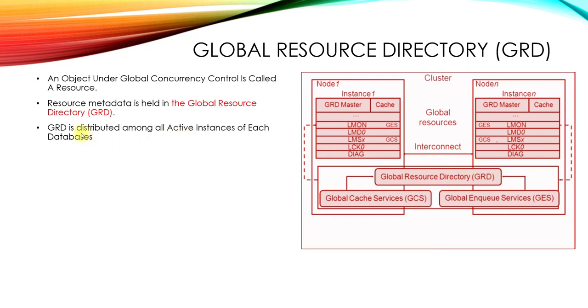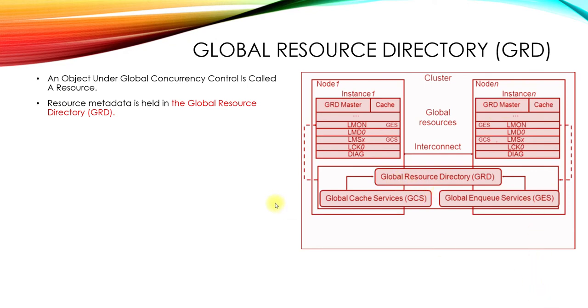Now this metadata is distributed into every instance, so that every instance knows what is being changed or modified for that particular object. There are chances where one user is modifying table 1, row 1, and the same person on another team wants to modify the same thing. So every instance must know about it, and that's the reason the GRD is distributed among all the instances for each database. That's the reason this is an intersection to both the instances.